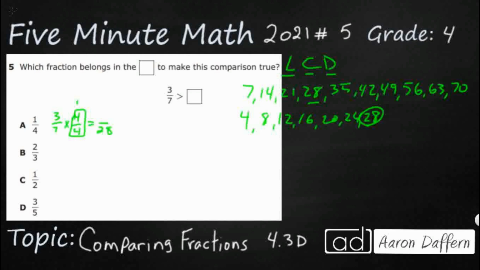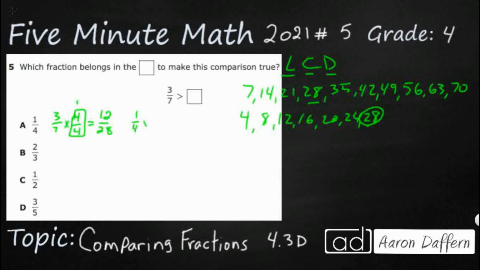10 times 1 is 10. 100 times 1 is 100. So 3/7 times 1 is still 3/7. I'm just making it look different. That's how these two are equivalent. 3 times 4 makes 12. So 12/28 is the same as 3/7. They just look different. So now I need to change my 1/4.